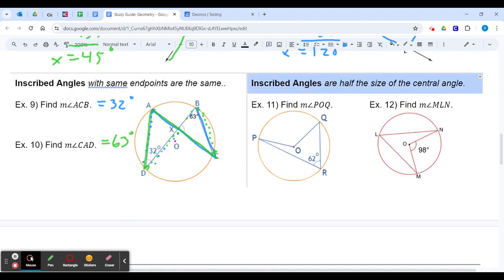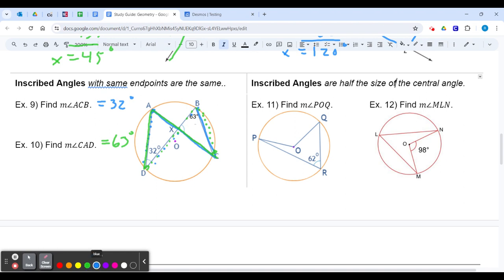All right, the last angles thing we talked about with circles was another inscribed angle concept, this time relating the inscribed to the central angle. The inscribed angle is half the size of the central angle. So if I know the inscribed angle, in order to get the central angle I simply multiply by 2. I'm going to make a quick note there, multiply by 2. If I do that with 62, that gives me 124 for that central angle.